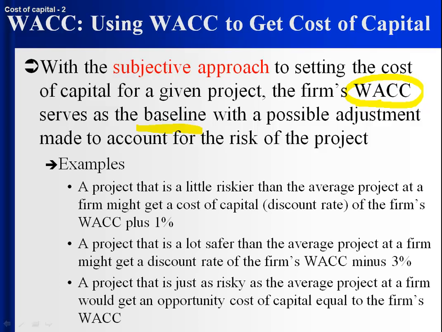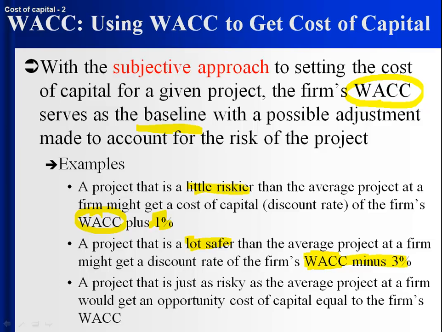So, for example, suppose they evaluate a project and determine that it's a little bit riskier than the average project at the firm. So it's a little riskier than what we're already doing. Therefore, the weighted average cost of capital is the average, and they may add 1%. They may look at a different project and determine it's a lot safer. So they know the cost of capital would be less than what they would use for average, which is the weighted average cost of capital. Maybe in this case, for a lot safer, they subtract 3 points.